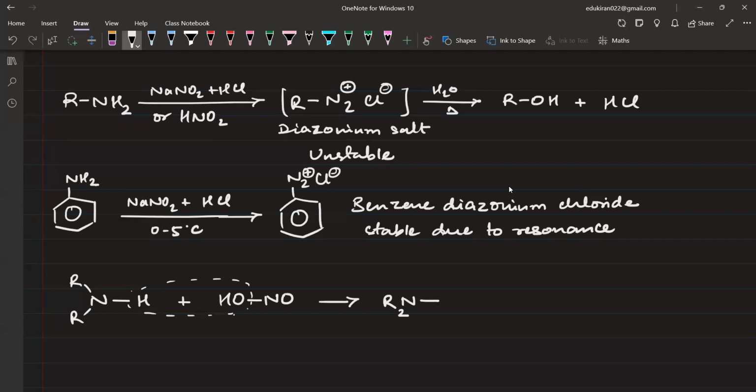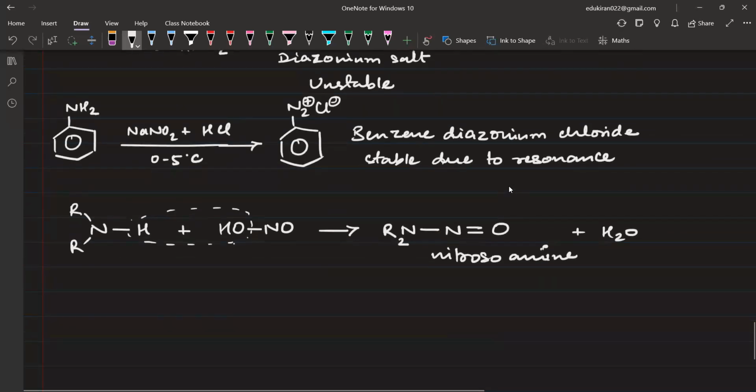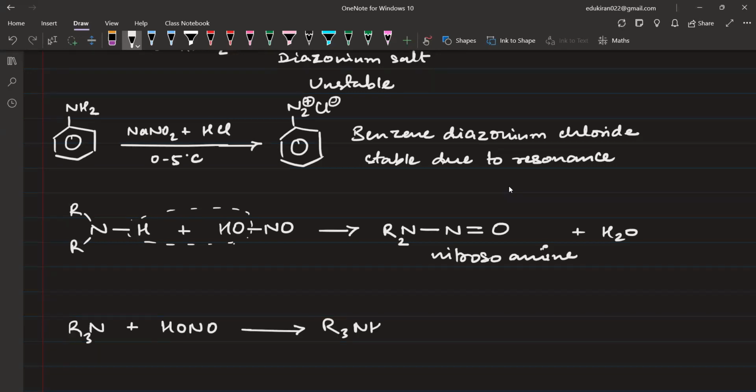And as it combines, you will get nitrogen, which is connected with 2 alkyl groups. This is further connected with a nitrogen atom, and this is having a double bond with oxygen. This is known as nitrosoamine, plus you will be getting water. Now, if you have a 3 degree amine, that is, a nitrogen atom connected with 3 alkyl groups, and you react this with HNO2, you will first of all get a salt, that is R3NH with a positive charge, and NO2 with a negative charge.